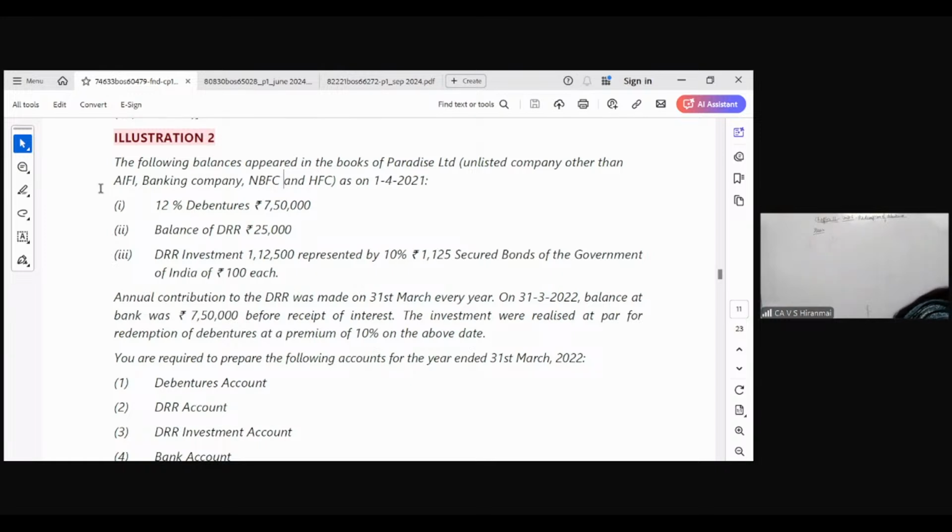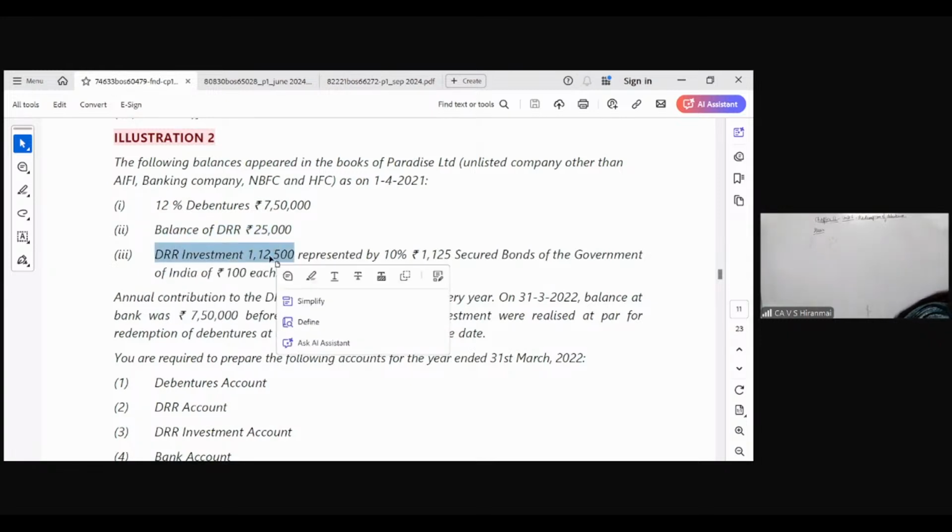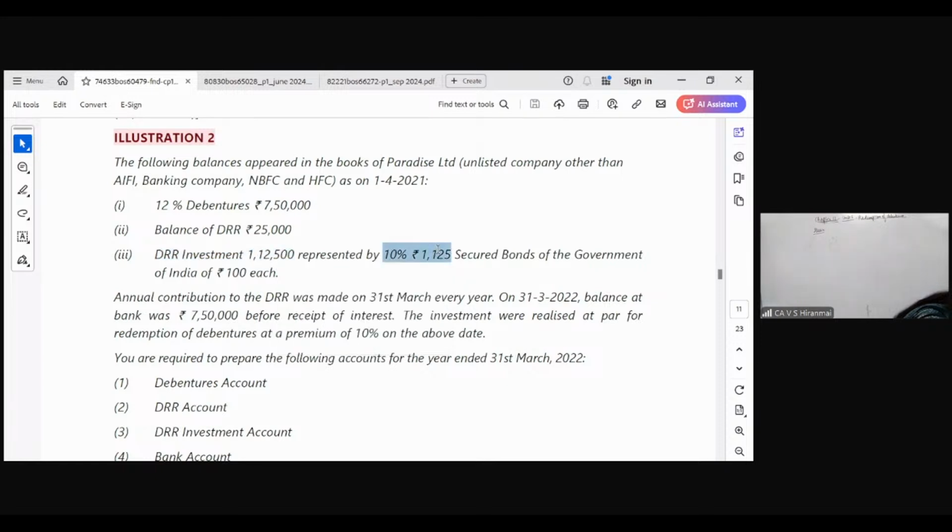Now all of you please see here, 12% debenture 7,50,000 is there. Already a DRR to the value of 25,000 is existing in the books. DRR investment made is 1,12,500, which is represented by 10% 1,125 secured bonds of the Government of India. That means 1,12,500 they have invested into the government bonds. That's all. That is the meaning.